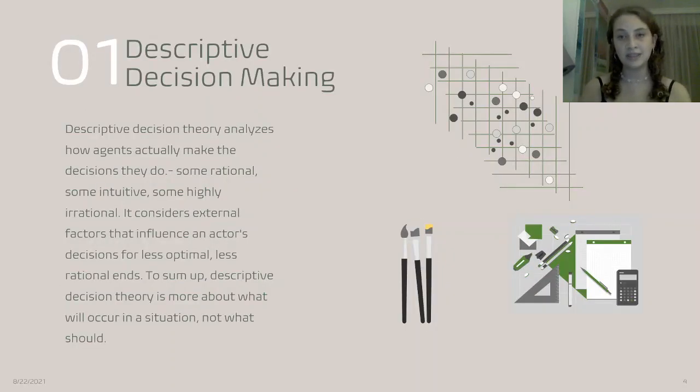First is descriptive decision making. Descriptive decision theory analyzes how agents actually make the decisions they do, some rational, some intuitive, some highly irrational. This considers external factors that influence an actor's decisions for less optimal, less rational ends. To sum up, descriptive decision theory is more about what will occur in a situation, not what should.